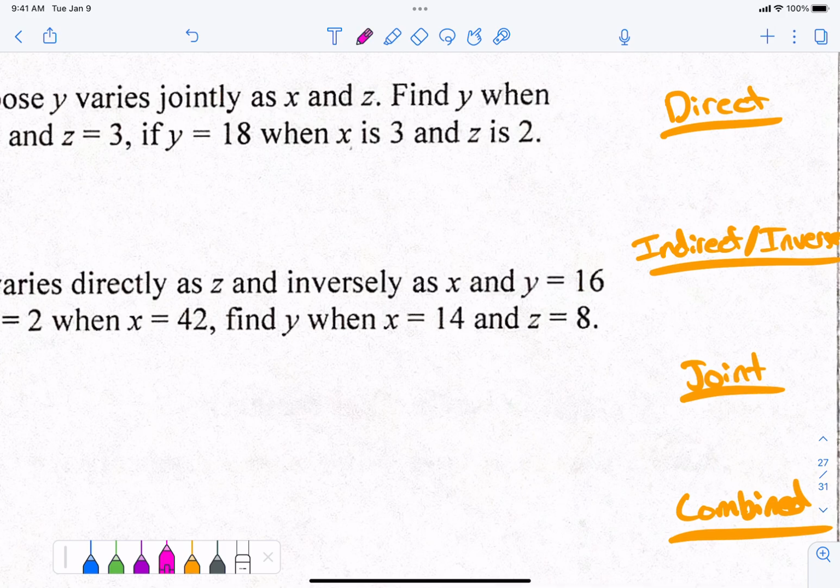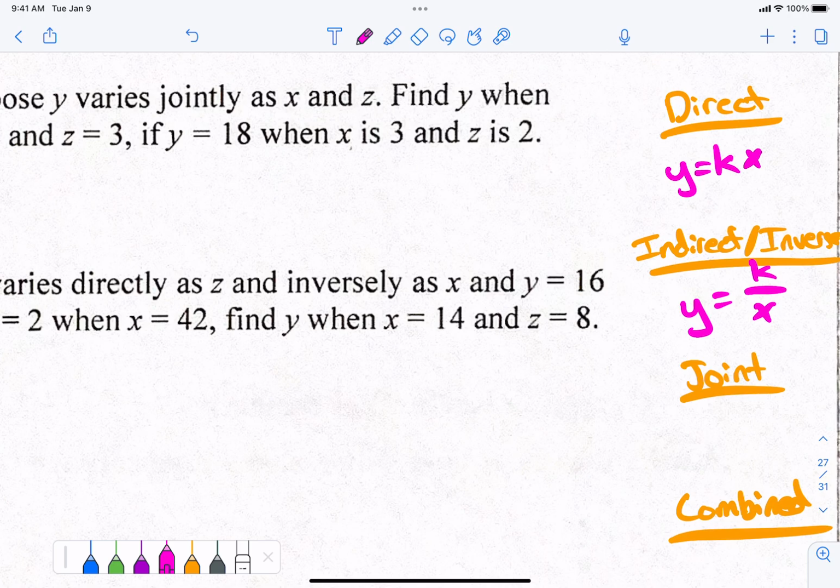For a direct variation, do you remember what your equation looks like? Y equals kx. That's like a linear function, right? So like y equals 2x or y equals 1/3 x. That's just a linear function. Indirect or inverse, what does it look like? Y equals k over x. The x is in the bottom. You betcha.